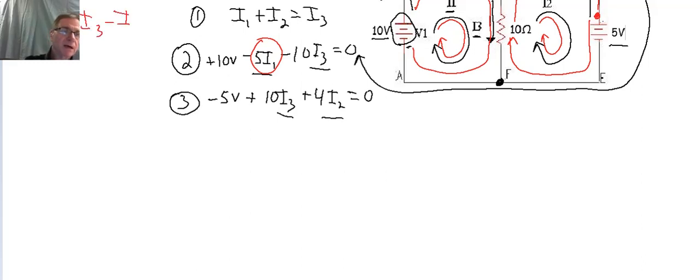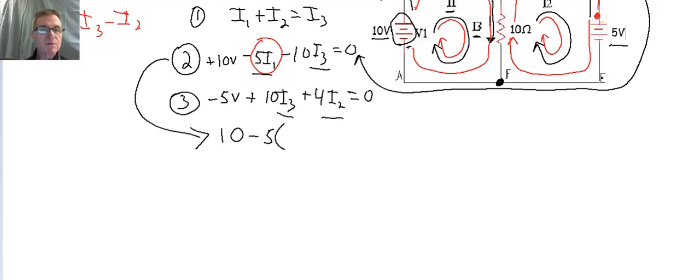minus I2. Right? So now I can substitute I3 minus I2 in for I1 in equation number 2, which gives me, so I'm going to take this, bring this down here. So I'm going to have 10, and I'm going to remove the units, minus 5 times the replacement for I1, which is I3 minus I2.